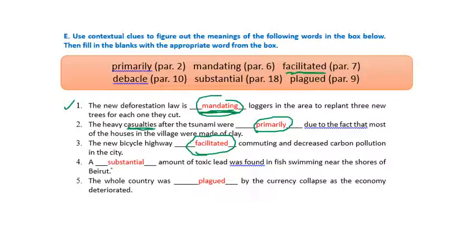Now, number 4, a substantial amount of toxic lead was found in swimming near the shores of Beirut. Substantial means a lot, a large amount, an important amount. And finally, number 5, the whole country was plagued. This is how we pronounce it. When you have G-U-E or Q-U-E or K, plagued, by the currency collapse as the economy deteriorated. Plagued means haunted, hurt badly. Okay, that's what this word basically means.